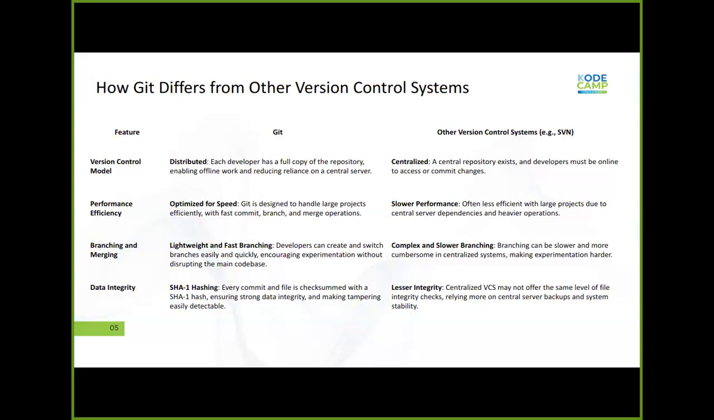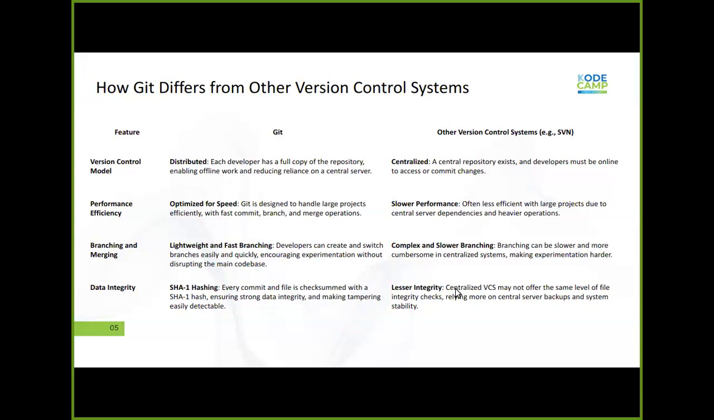Now, slower performance for other version control systems, often less with large projects due to central server dependencies and heavier operations. Then branching and merging. Developers can create and switch branches easily and quickly, encouraging experimentation without disrupting the main code base. Slower branching for other version control systems: branching can be slower and more cumbersome in centralized systems, making experimentation harder.